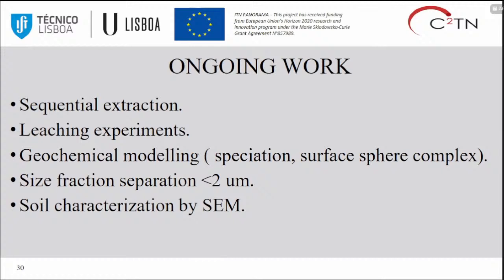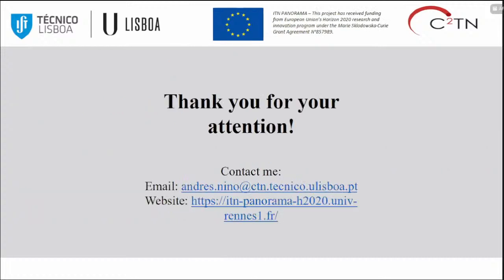And for the geochemical modeling, we will do 2. I started to do the speciation modeling with the rare earth elements along the river, and for the leaching experiment, we will do the surface complexation because we want to see what is the mechanism between the solid phase and liquid phase, and what happened in the transport between these two phases. After, I will finish the size fraction separation, less than 2 micrometers, and I will do the solid characterization by synchrotron. Thank you for your attention.